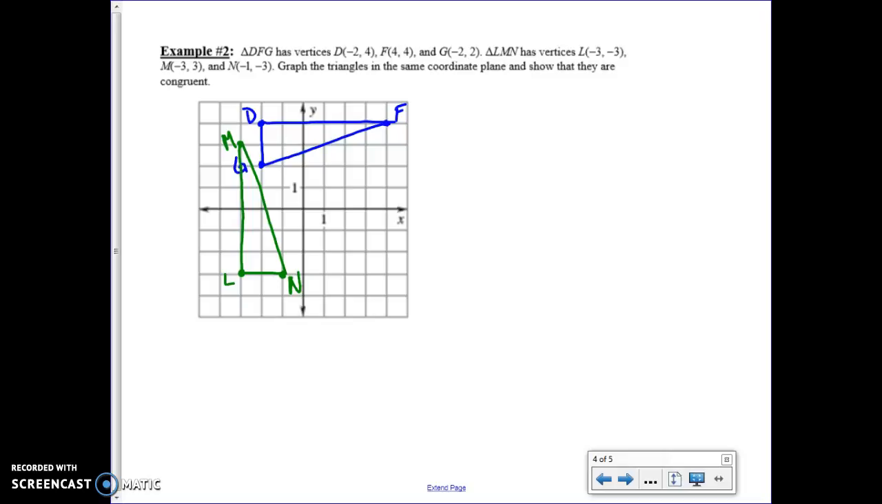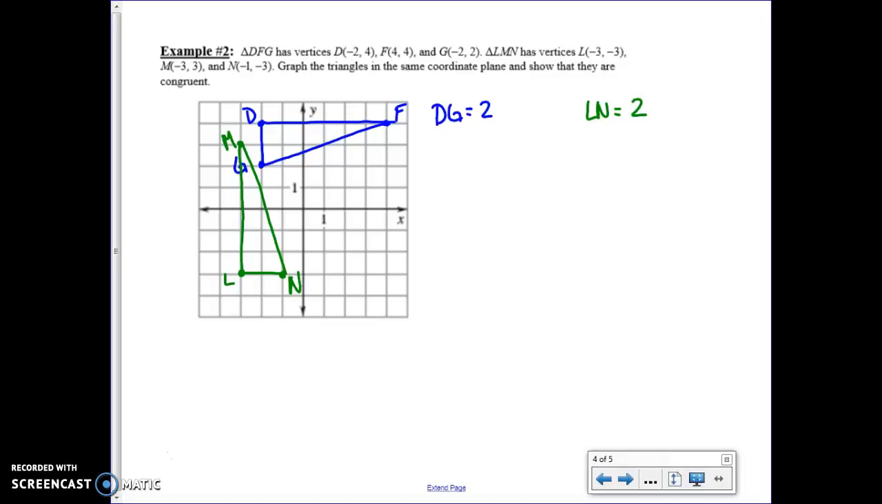Well, our only method for showing they are congruent is to find the lengths, because we need to know that all 3 sides are congruent. So in this case, we could do distance formula a total of 6 times. Let's save ourselves some time here. So we know that side DG, since it's vertical, I can just count it, is a length of 2. We also know that side LN, since it's horizontal, I can count it, is 2. There's a pair of matching sides.